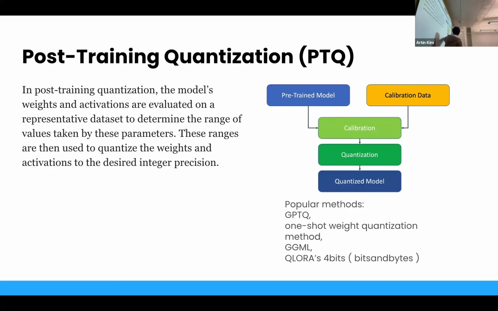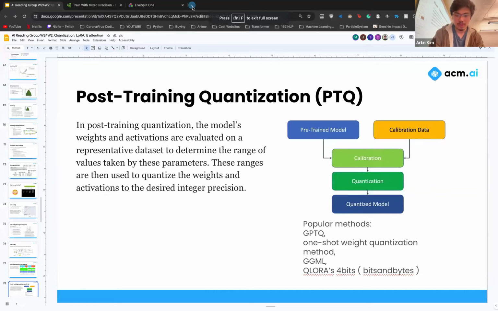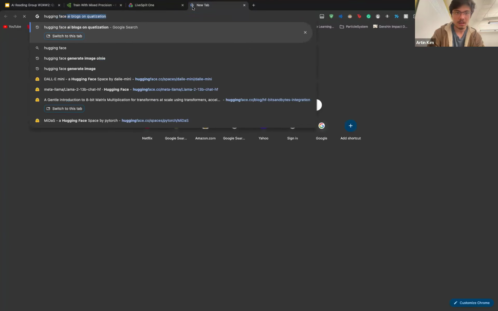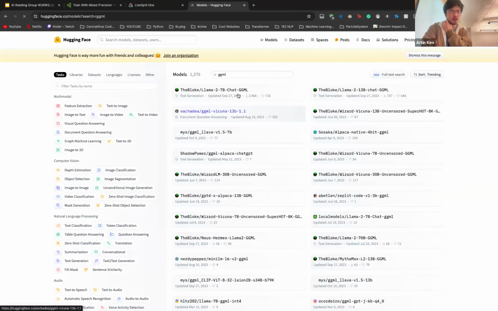There are popular methods. You see GPTQ, GGML. This is a pretty popular one. This is used in the Llama CPP repo. There's also LoRA, we'll talk about that a little bit. But if you look on Hugging Face and search for GGML, you'll see a bunch of these models. And GGML is the type of quantization format that they use.